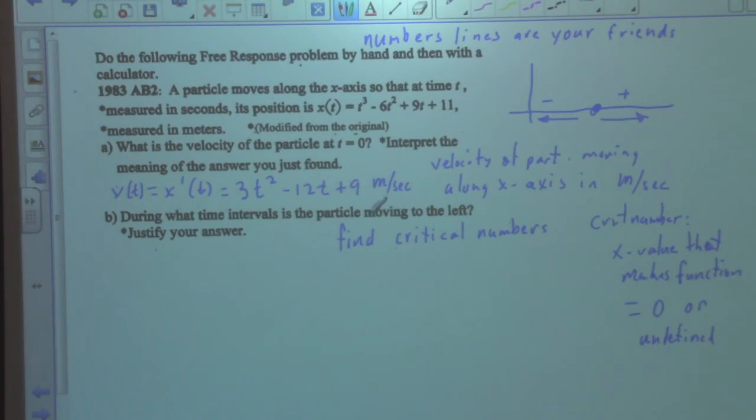And how do you find those zeros? Looks like we're going to have to do some factoring, but even before factoring, what do you do? You set it to 0. Aaron just said it. You set the equation equal to 0, so you have 0 equals 3t squared minus 12t plus 9. And then you solve your quadratic equation. So how would we solve this one? Subtract 9.